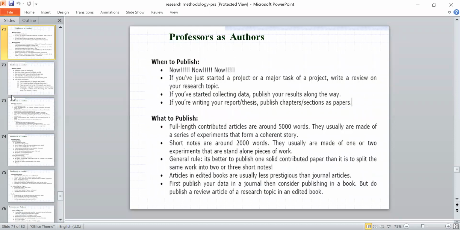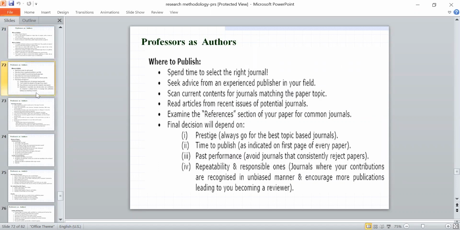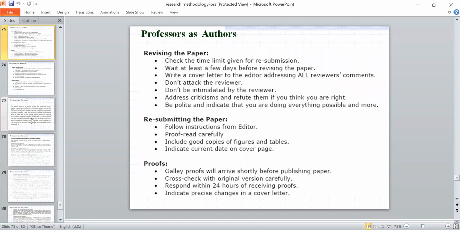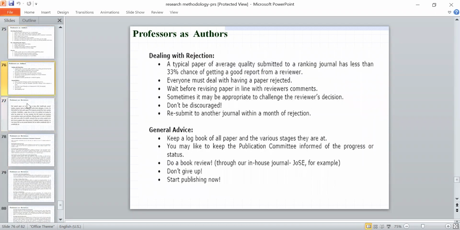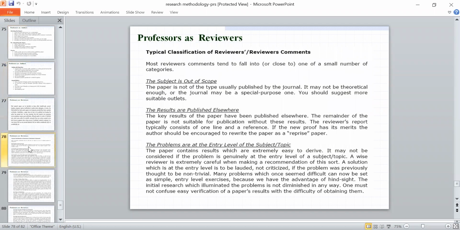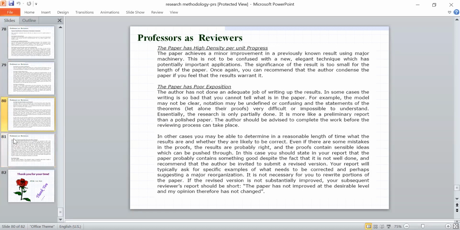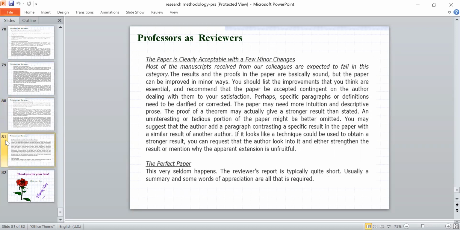If you are including professors as authors, you have to see all these things. These are our roles. Once we become authors, we take care of all these things, review committees, and also the corrections we are doing. The paper is clearly acceptable with a few minor changes. We can make the perfect paper.